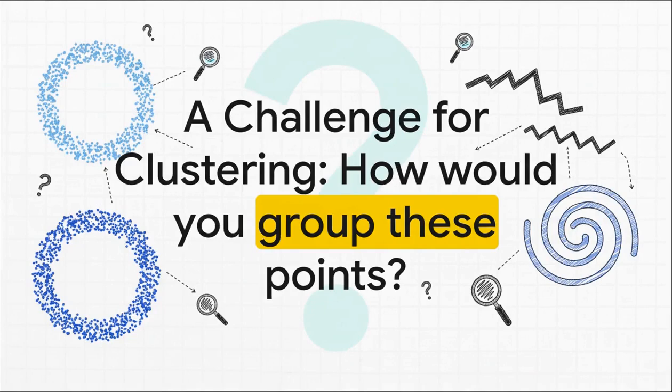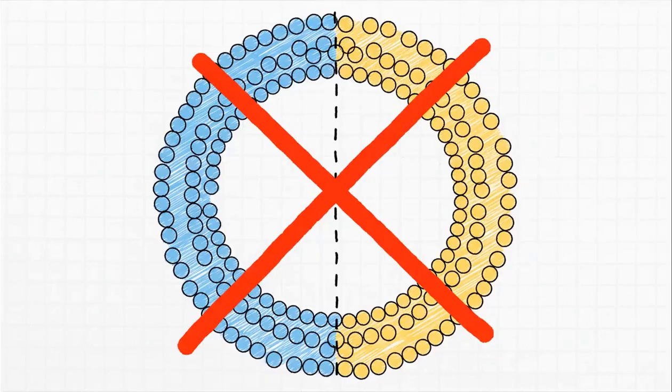Here we have data points that form two circles, one inside the other. To our eyes, it's obvious, right? There are two groups, the inner ring and the outer ring. So how are our algorithms going to do? Oh, K-Means fails spectacularly.